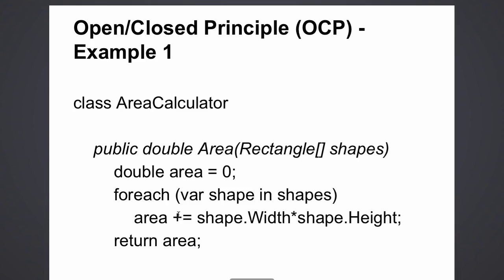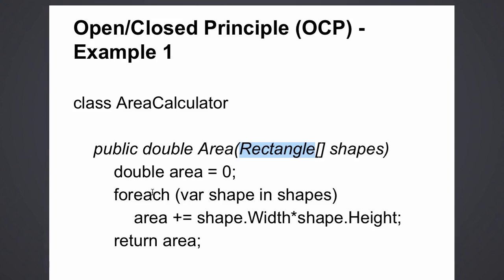Okay, complex, isn't it? What does it really mean? Let's look at an example. You can look at this area calculator class. It's basically calculating an area. You're giving a set of shapes to it, a rectangle, and you're looping around it, and you are adding the area and returning it back.